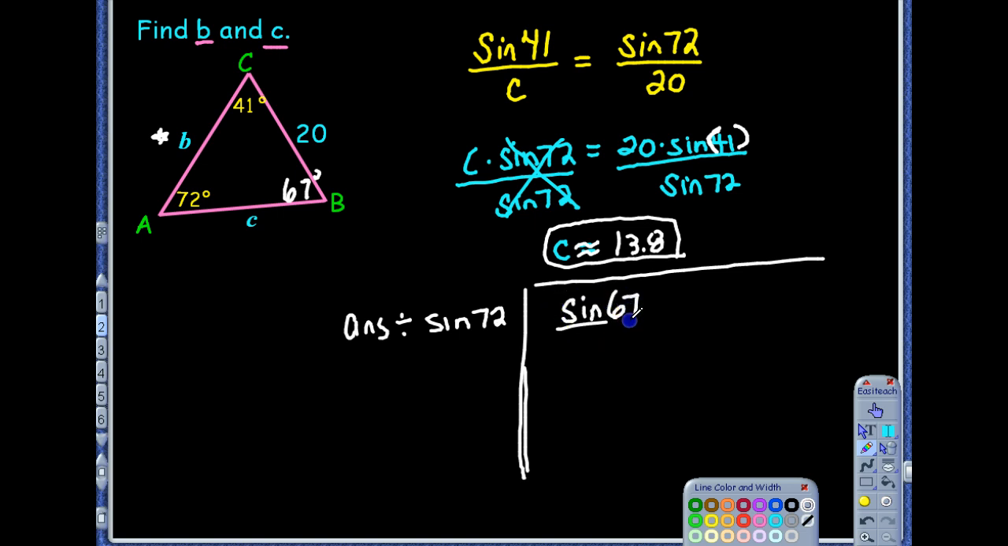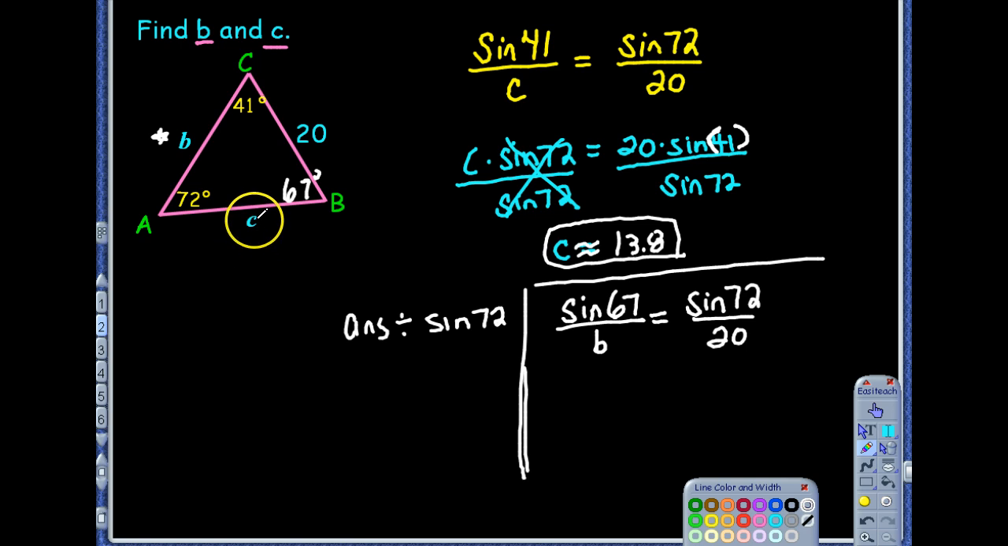And then the side across from that is B. Really here I could pick any other two sides, because I do technically have C, but C was rounded, so I don't want to use my rounded answer if I don't have to. So let's go with the 72, sine of 72 over the 20, because those were given. Those were exact.